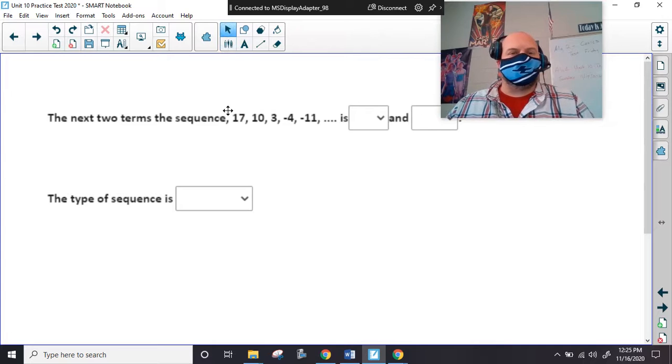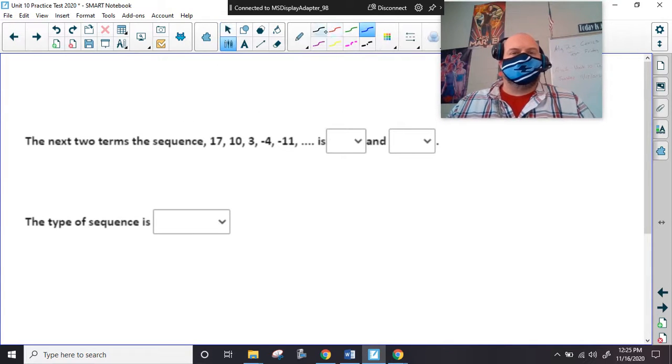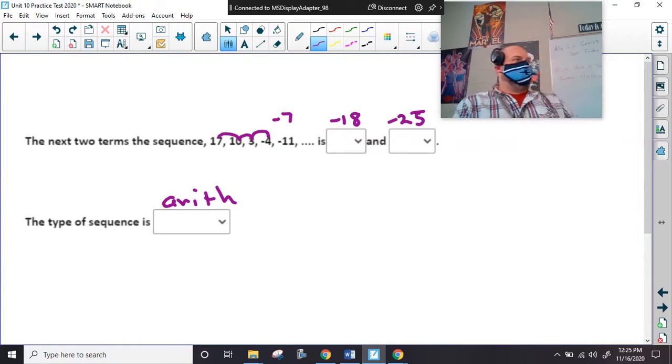All right, next terms in the sequence. Well, looks like we're subtracting 11. So this would be negative 18, negative 25. This would be arithmetic.